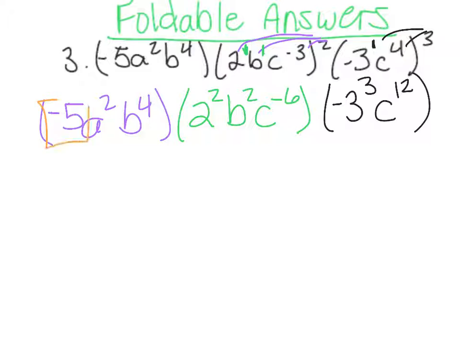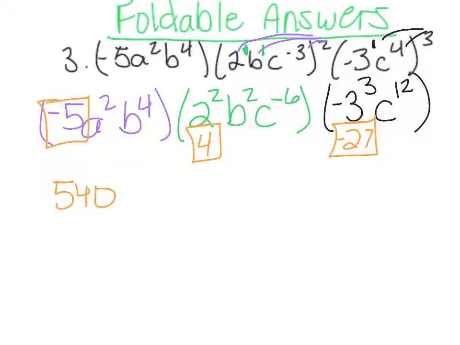So I have my -5, my 2 squared, which is the same thing as 4, and then my -3 cubed is going to give me -27. So I'm really going to do -5 times 4, so -20, times -27, which gives me a positive 540, because a negative times a negative gives me a positive.